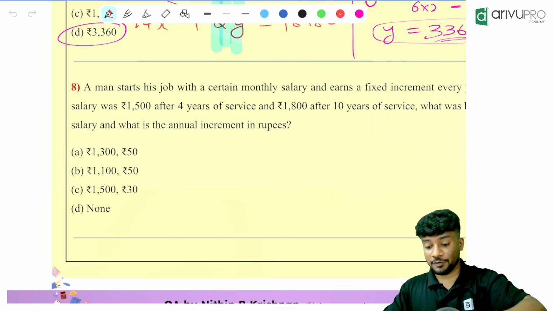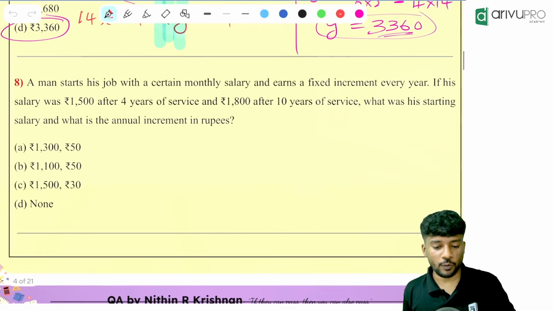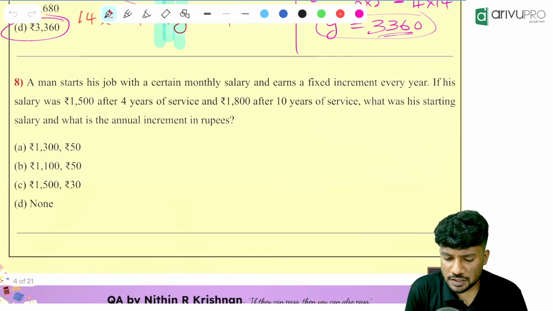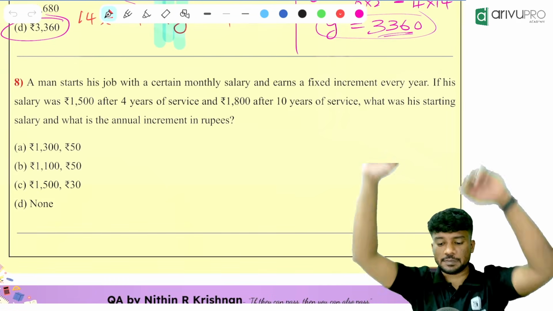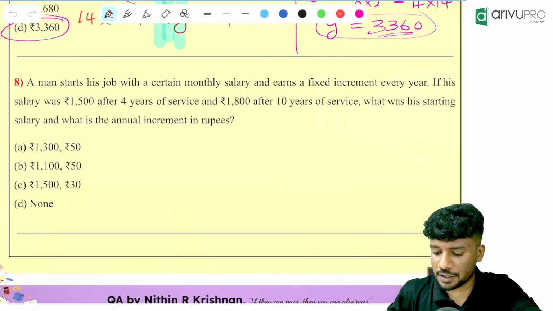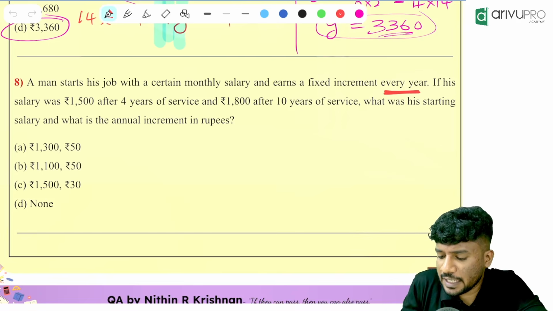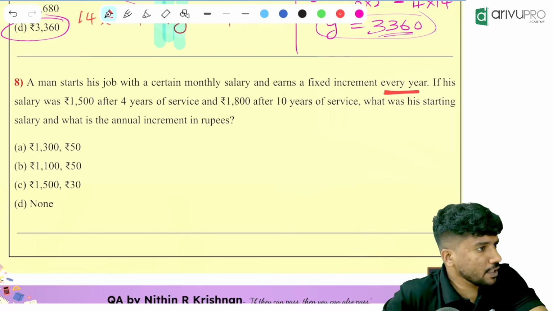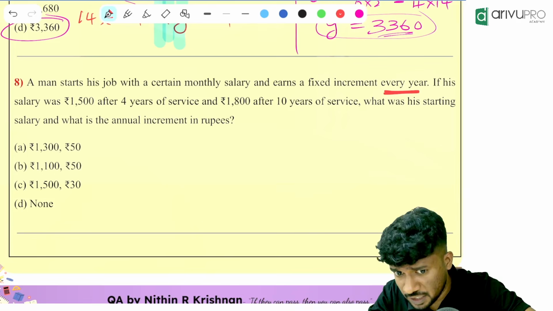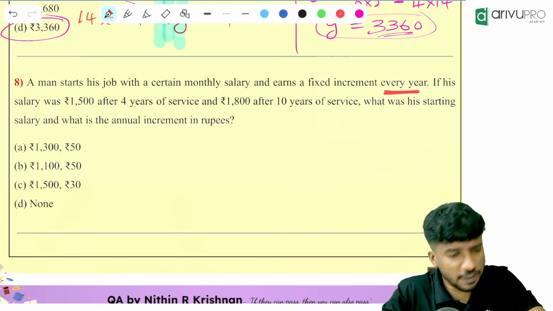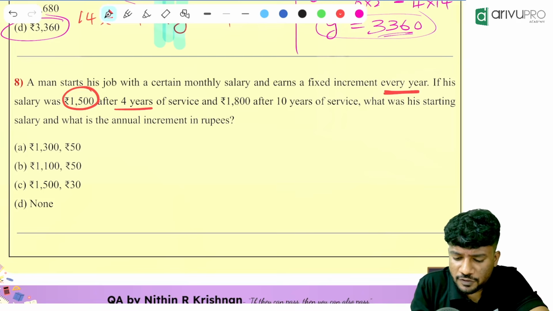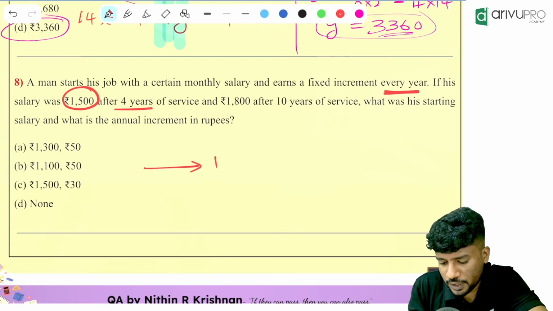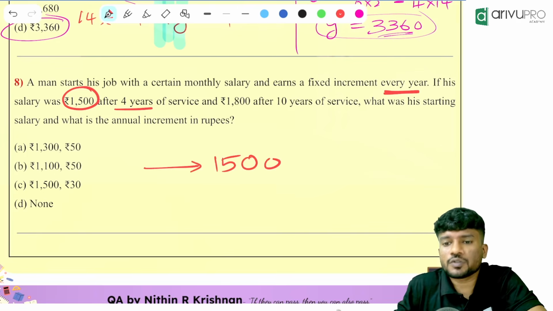Everyone, one question for you over here. A man starts his job with a certain monthly salary and earns a fixed increment every year. So he is starting with a certain monthly salary, then there is a fixed increment every year. If his salary was 1500 after 4 years, that means after 4 years how much is the salary now?